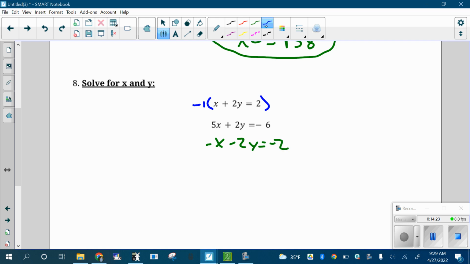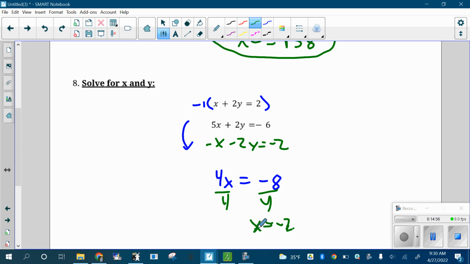Now what I can do is add these 2 equations together. 5x minus x is 4x. 2y minus 2y, oh, the y's go away, okay, which is what I wanted to happen. Now I only have one variable. -6 minus 2 is -8. Now I have an equation that just has one variable, and I can solve this. Divide both sides by 4, you get x equals -2.